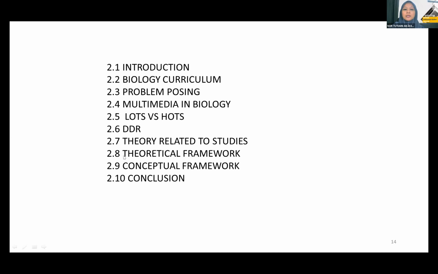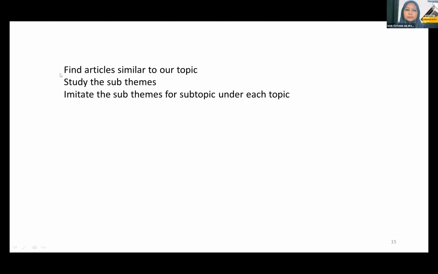For example, Saturday we want to look for problem posing, we want to recognize what the sub-themes in problem posing are that we can actually implement in our research, right? So what I did is I find articles similar to the topic, problem posing. They will come out as articles and whatnot. And then I pick the articles, perhaps 2 or 3 articles that are very similar to the topics.